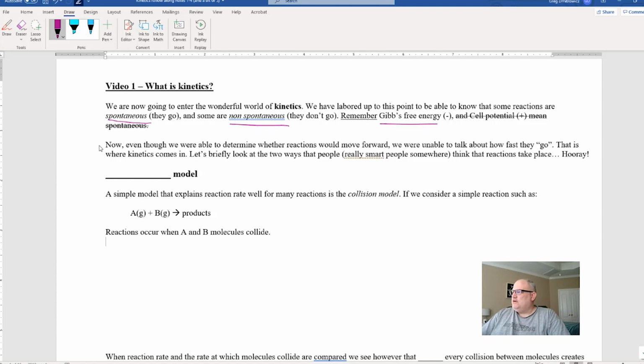Now, we're not going to talk about cell potential because that is a unit that's not going to be covered right now. But we are going to take a look at how people think that reactions go. And we're going to go like we always did, from the worst ideas to some of the better ideas. So the first model that we thought was a really good model was called the collision model.